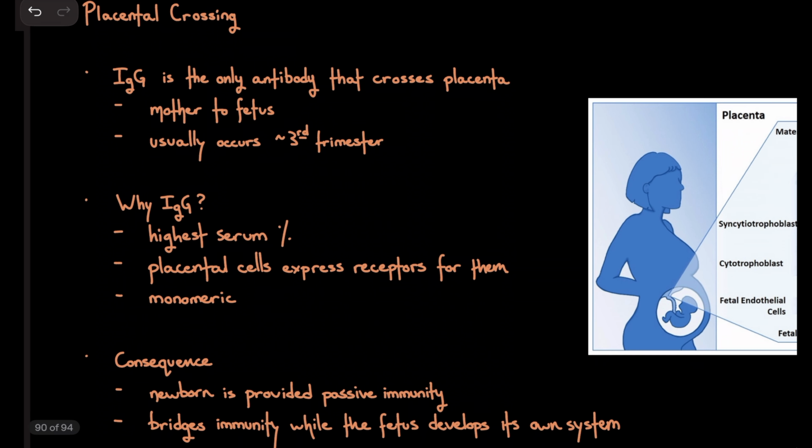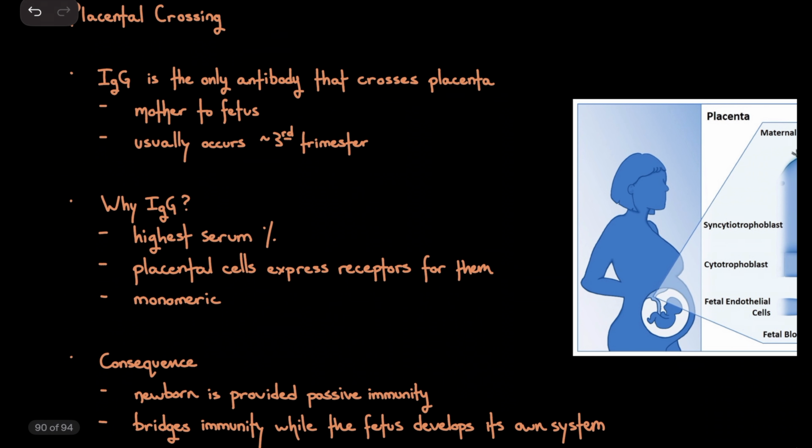But why IgG? Highest serum percentage, so just on the numbers game there. It's monomeric, so it's really easy for it to cross. It doesn't have to worry about being twice or 5 times the size like IgA or IgM. And placental cells actually express receptors for them. So this is pretty cool.